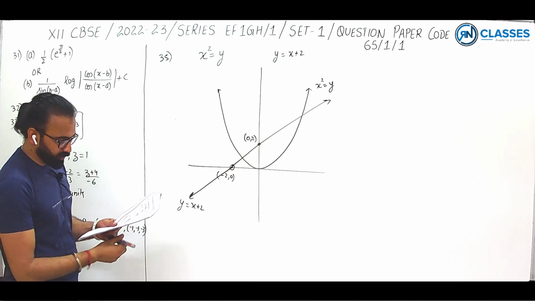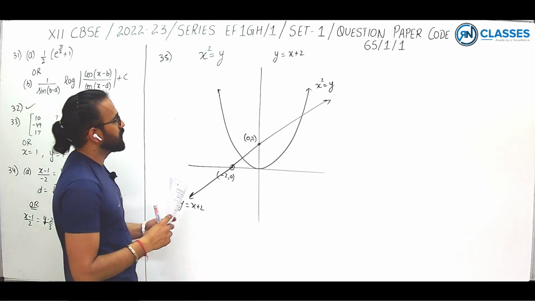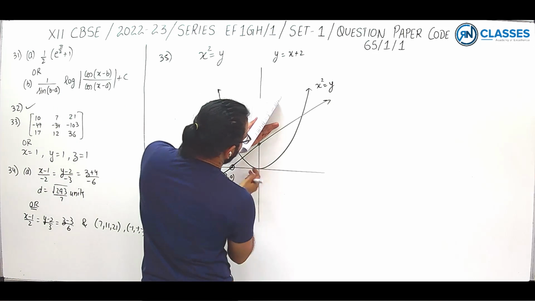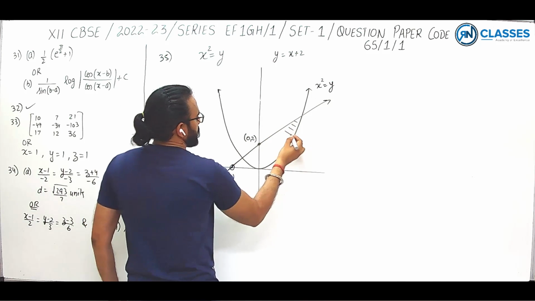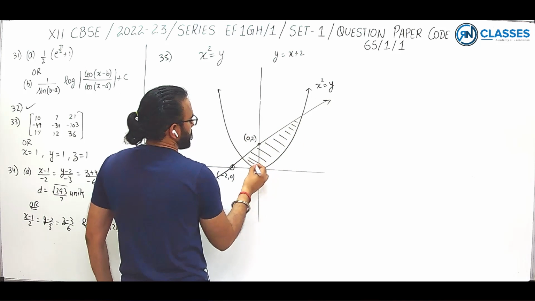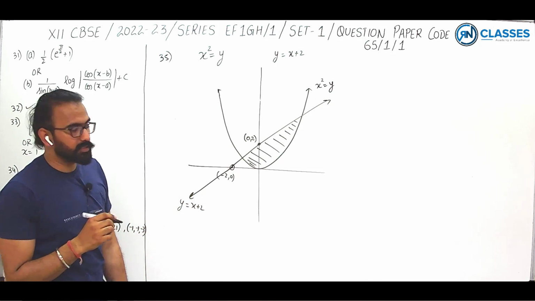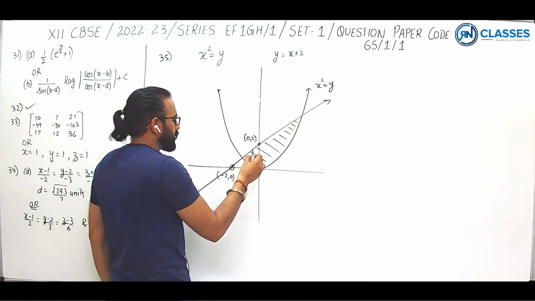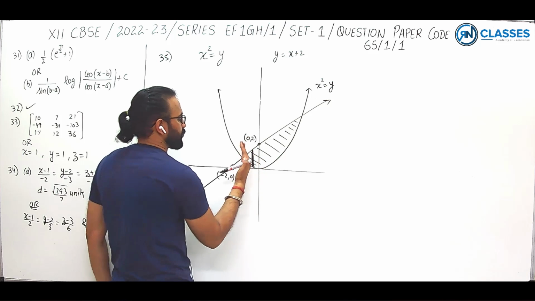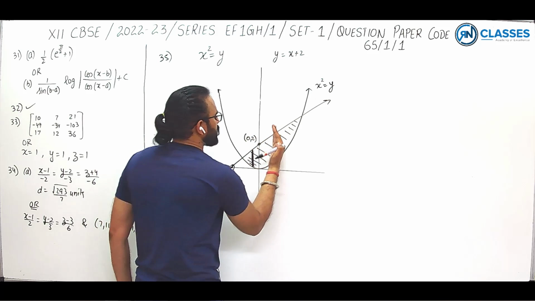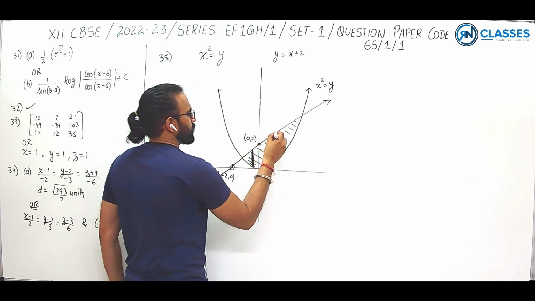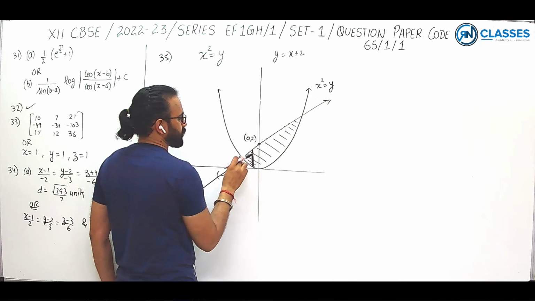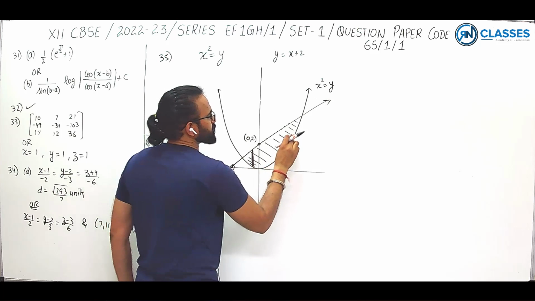The area bounded between these 2 curves and the x-axis, the area bounded between the line and the parabola, is this one. In order to find this area, we will consider a vertical strip. As this vertical strip varies, it is clearly visible that in the complete part, the upper curve is this line, and the lower part of this strip will always touch this curve, which is the parabola.